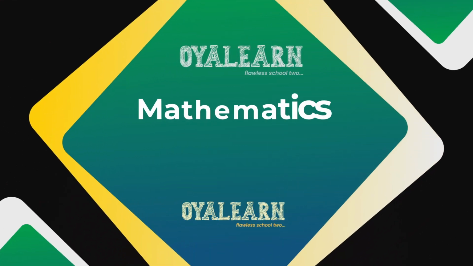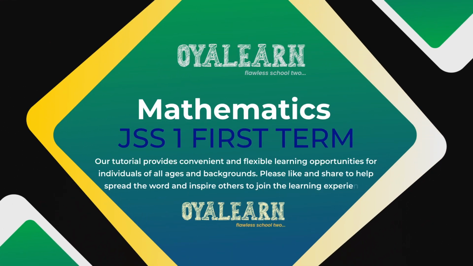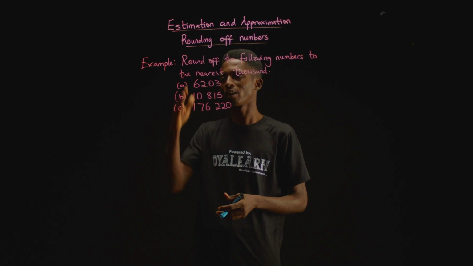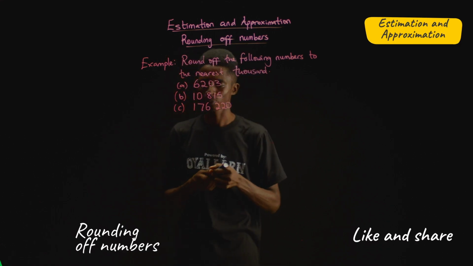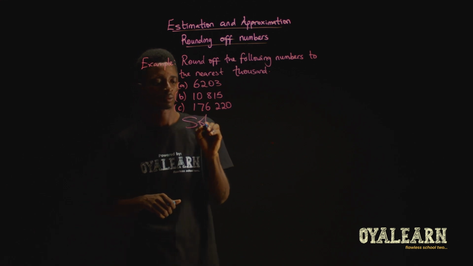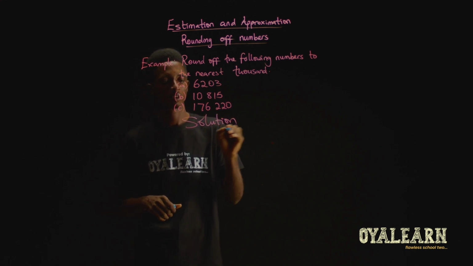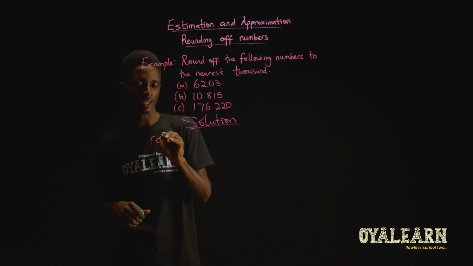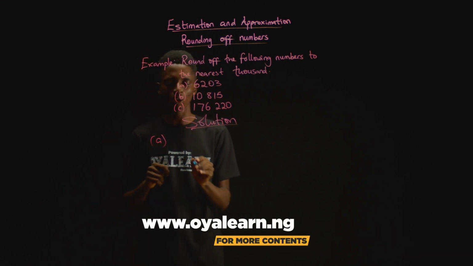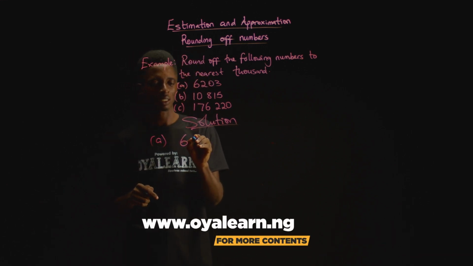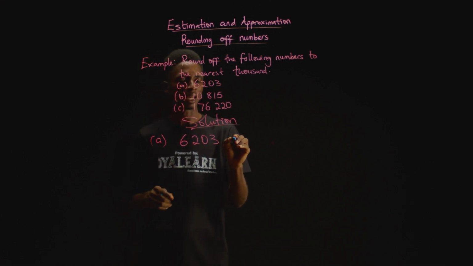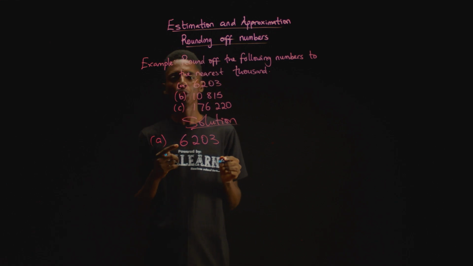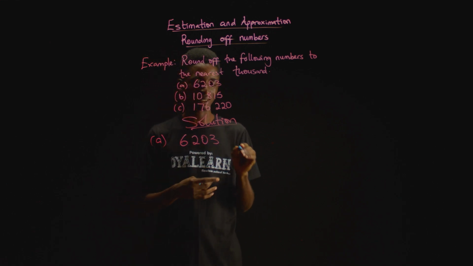Now let us apply the steps learnt in the previous video used to round off these numbers to the nearest thousands. Solution. So let's answer A. The number we are rounding off is 6,203. Now, when you are rounding off a number, we use a symbol called the approximate symbol.